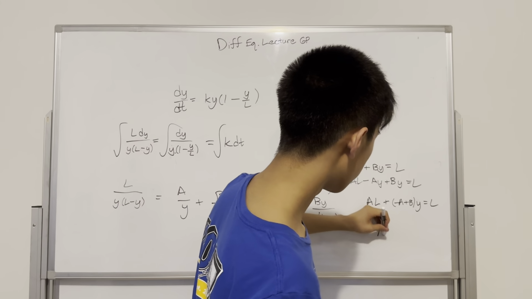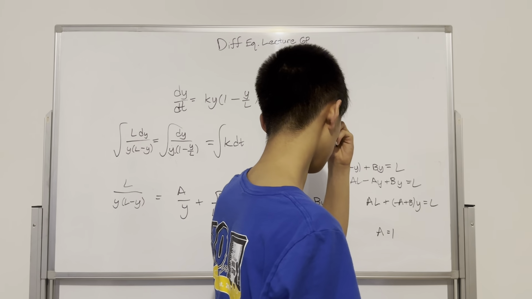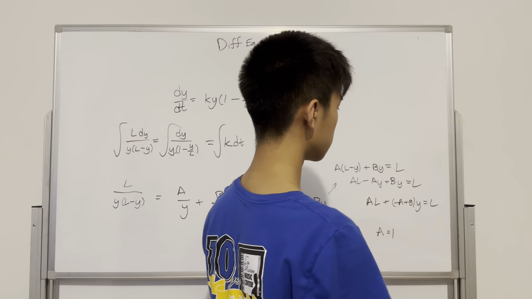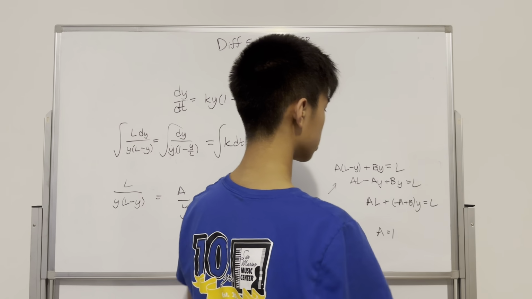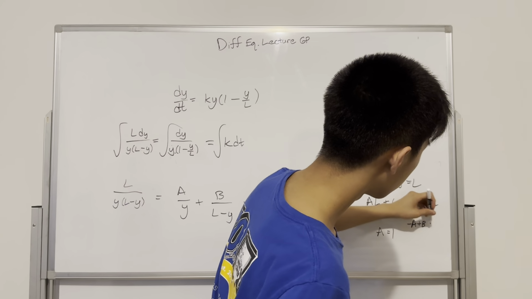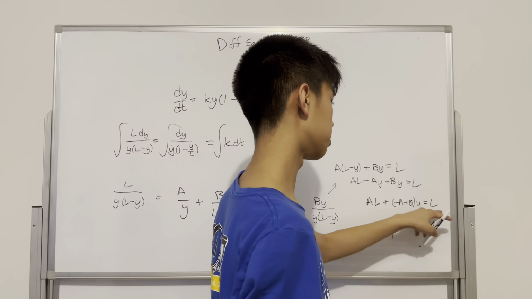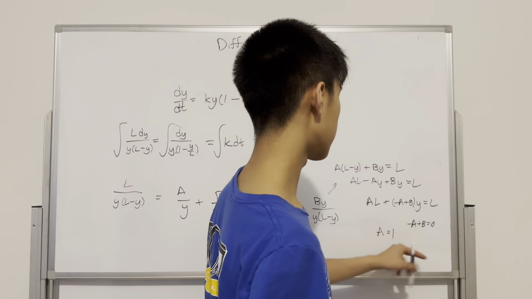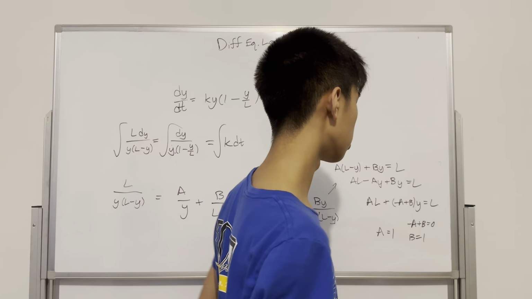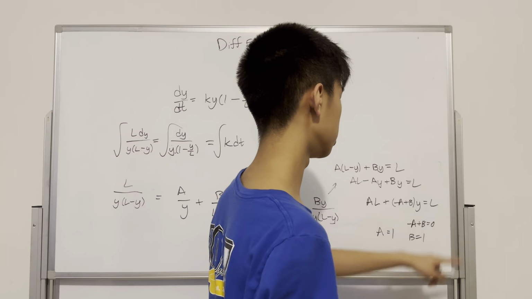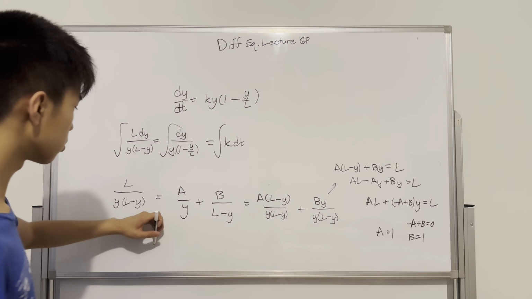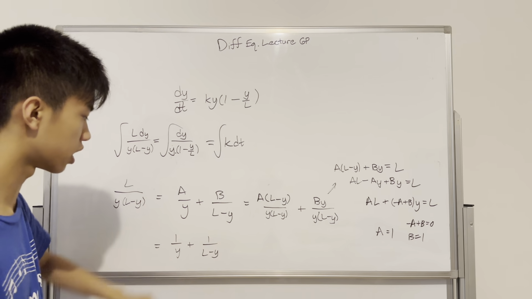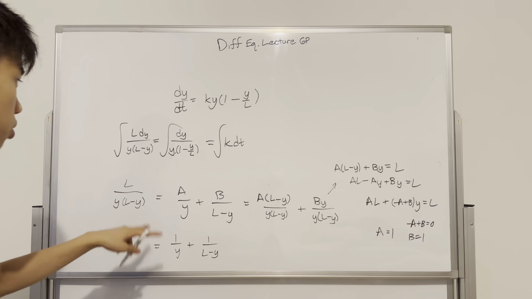Here we can figure out pretty easily that A is equal to 1, because that corresponds to the L on the left and the right side. And then, since there are no y's on the right side, negative A plus B must equal 0. So B must equal 1 as well, since B is equal to A if you just do algebra. So then this will equal 1 over y plus 1 over L minus y. So now we can integrate this.